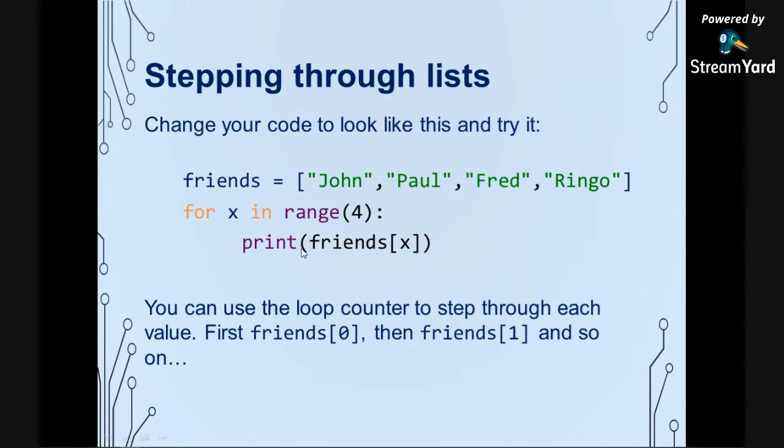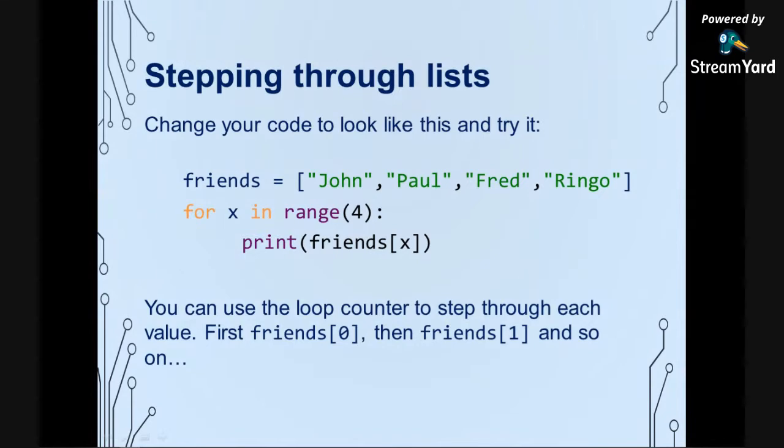Okay, I hope you can see that idea that we've got different items in our loop. friends x is referring to this x here, which will be different depending on where in the loop we are. Okay, so hopefully you can see that.